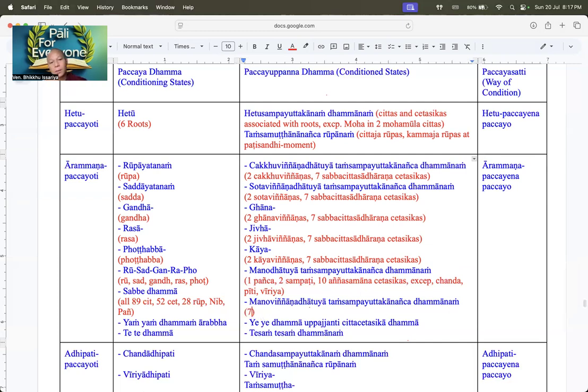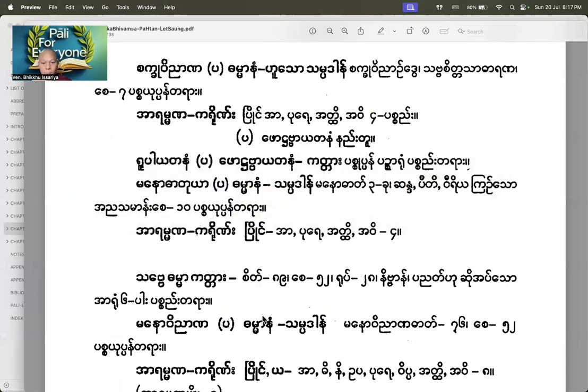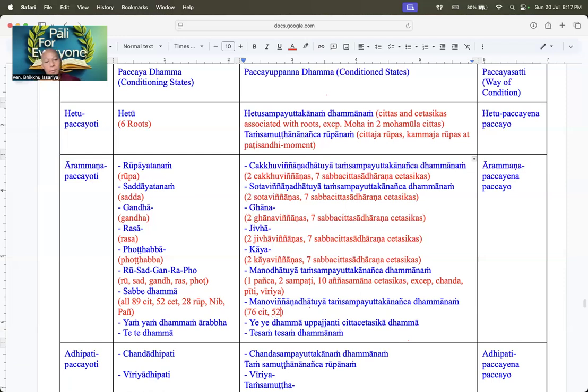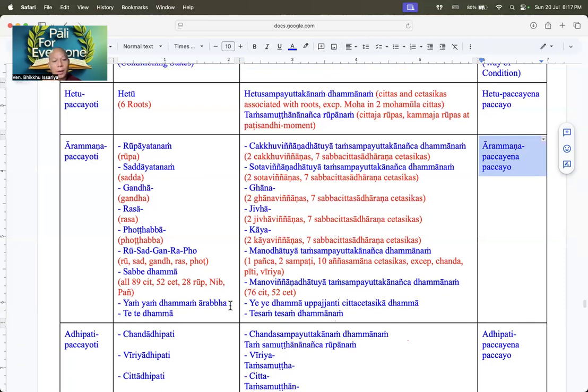76 cittas, and then cetasikas are 52. So the manoviññāṇadhātu, that is manoviññāṇa citta, is 76, and the associated cetasikas are 52. In this way, it supports by way of object condition. And then yaṃ yaṃ dhammaṃ ārabbha, ye dhammā uppajjanti cittacetasikā dhammā, the same as this one. That is concluding for all.